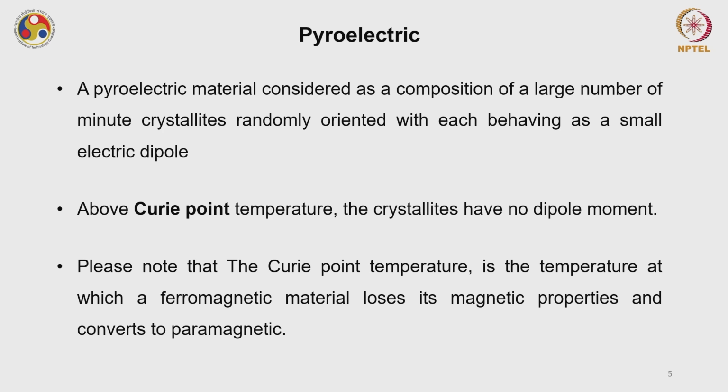The Curie point temperature, or simply Curie point, is the temperature at which a ferromagnetic material loses its magnetic properties and becomes a paramagnetic material. So, in a pyroelectric material, which is nothing but a crystallite of small electric dipoles oriented in different directions, above this Curie temperature, the crystallite will have no dipole moment.